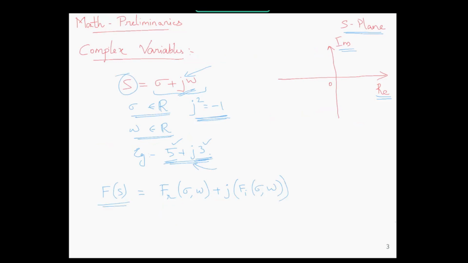Now a complex function f of s is a complex valued function of s. So f of s is equal to f_r of sigma, omega, a function of sigma and omega, plus j into f_i of sigma, omega, so this is the imaginary part. An example of f of s is s square. We substitute s equal to sigma plus j omega, whole square. And when you expand this, you will get sigma square minus omega square, which is the real part, plus j into 2 sigma omega, which is the imaginary part of the function f of s.